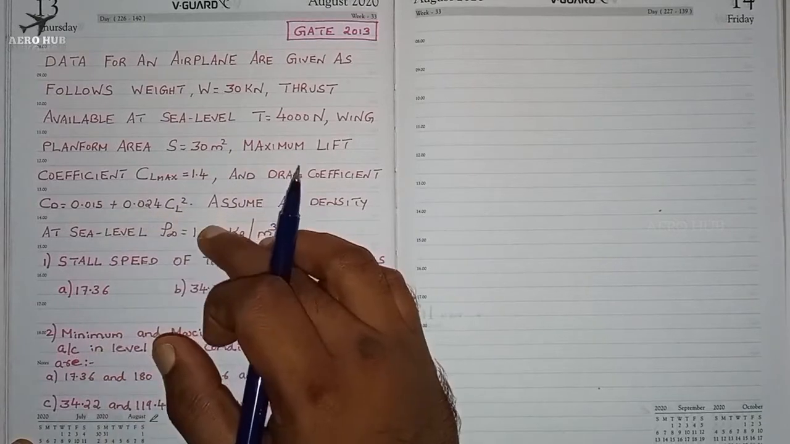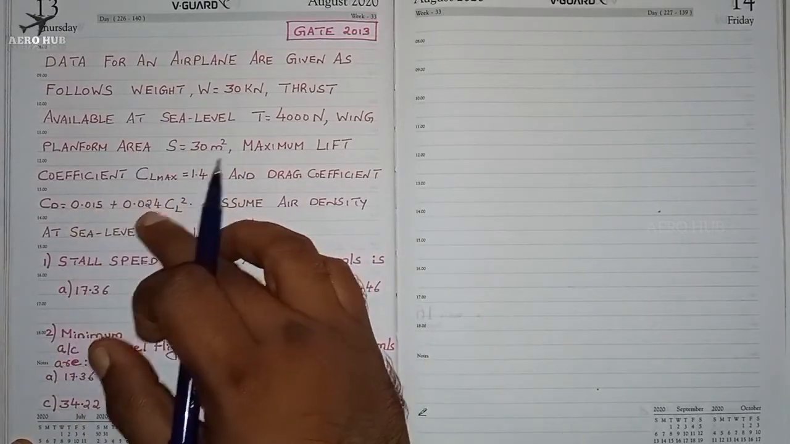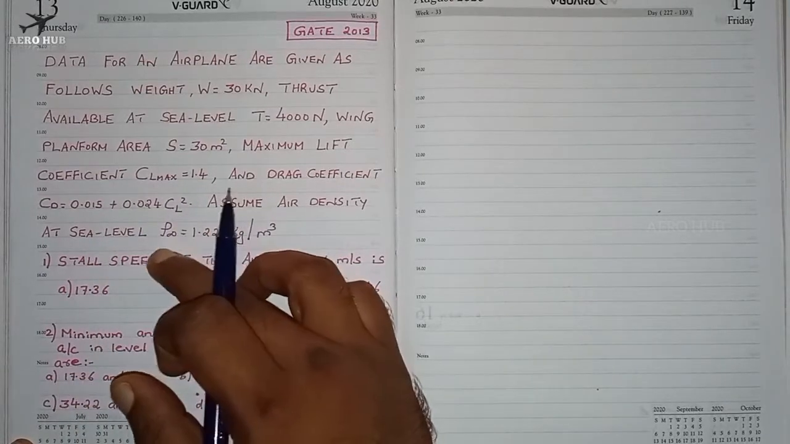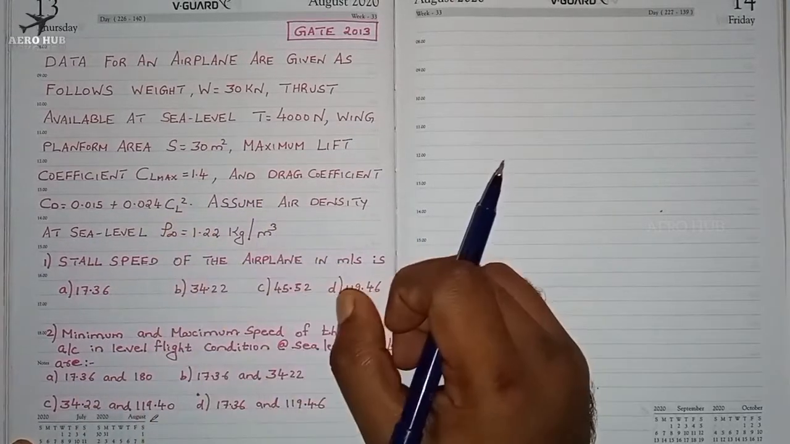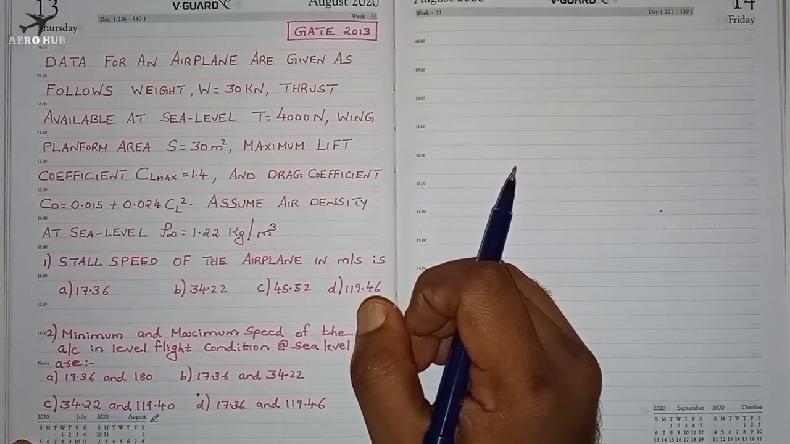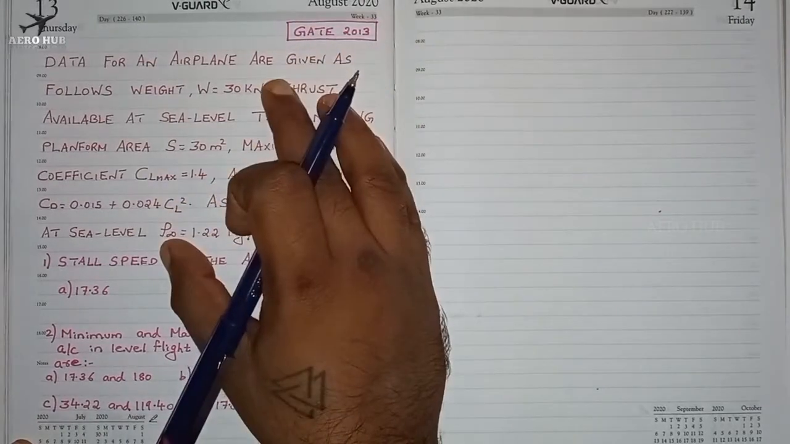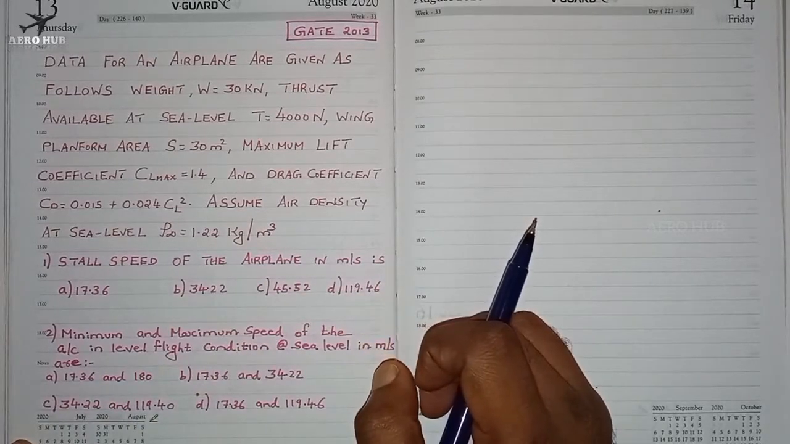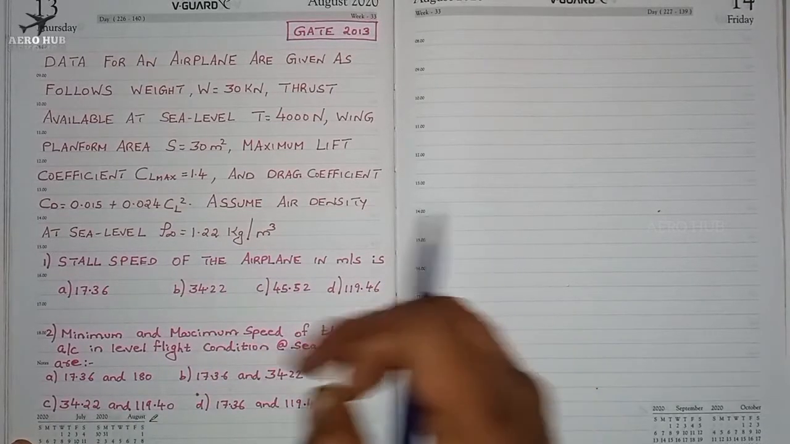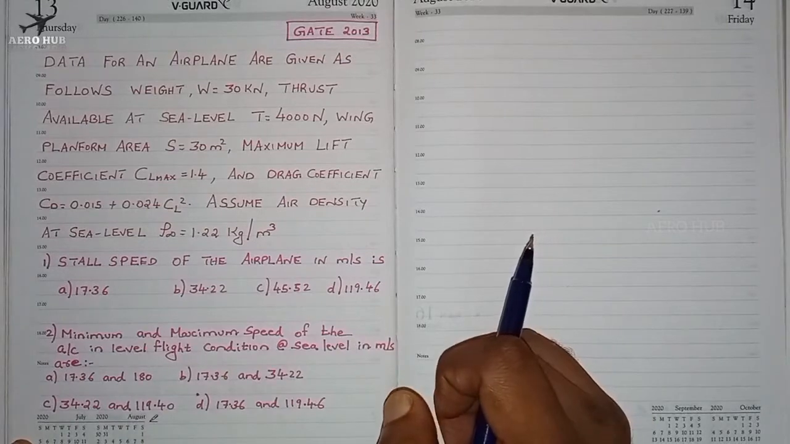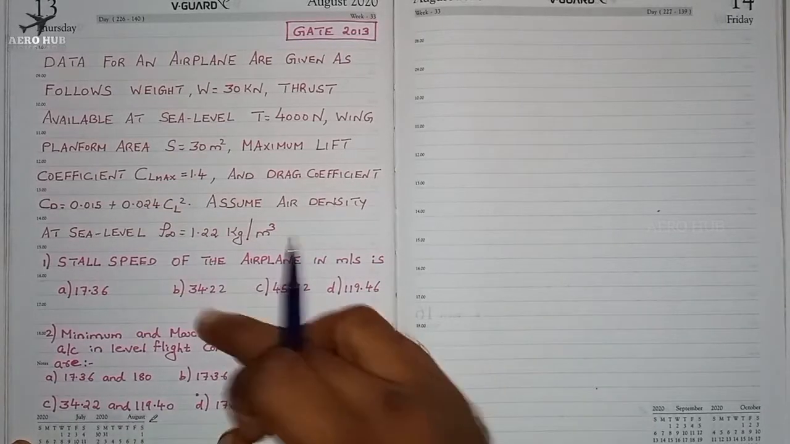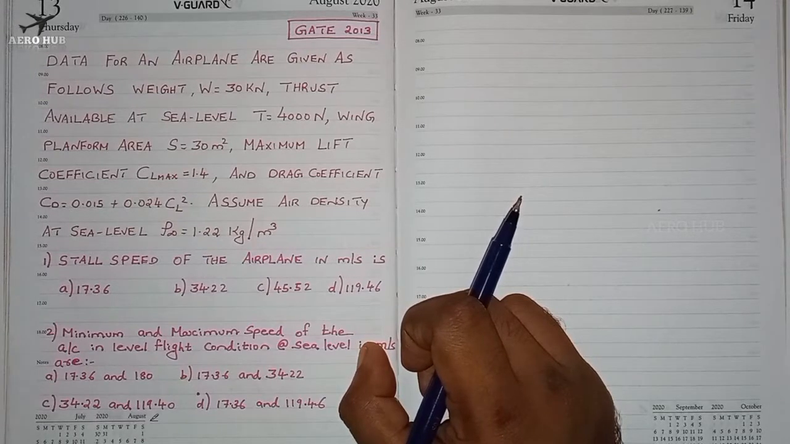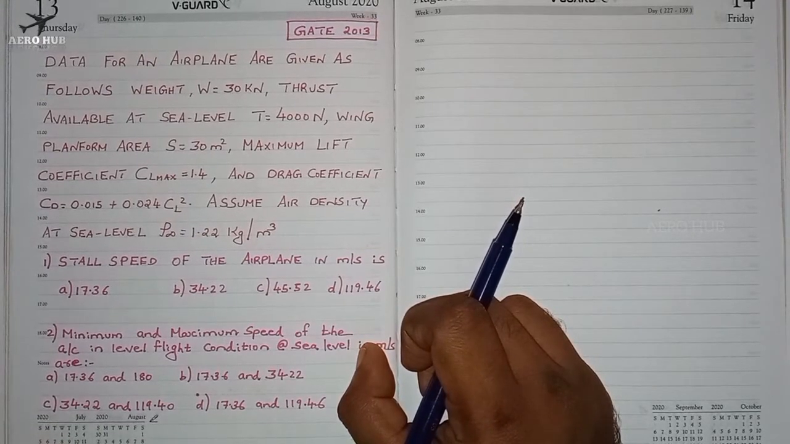0.015 plus 0.024 CL square. That is, this is CD naught plus K CL square. Assume air density at sea level rho infinity is equal to 1.22 kilogram per meter cube. Okay, so this is the data of the airplane. We have two questions. First question, the stall speed of the airplane in meter per second. And the options are option A 17.36, option B 34.22, option C 45.52 and option D 119.46.